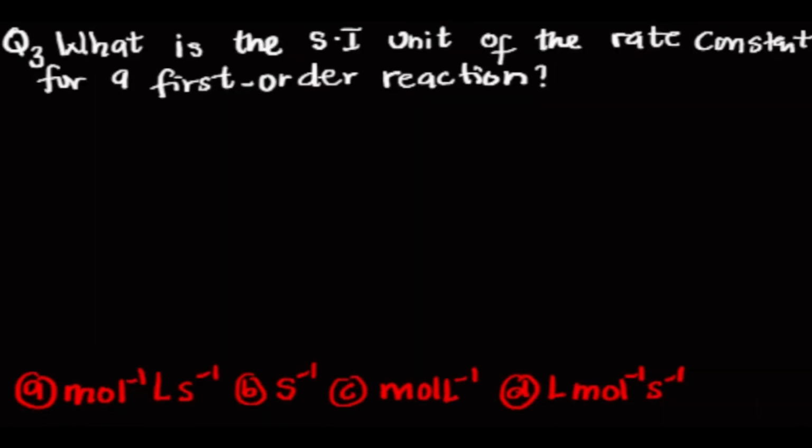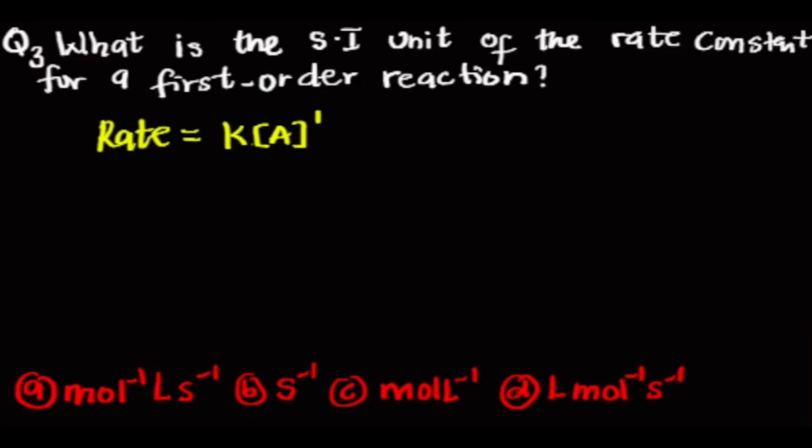Now let's take a look at the next question I'm having here. The question says, what's the SI unit of the rate constant for a first order reaction? Now it's very simple actually. What we just have to do here is go ahead and write the rate expression for a first order reaction. If you're going to write it, rate is equal to k multiplied by the concentration of A. A is the reactant, right? Then that shows that we should have this raised to the power of 1 since it is a first order reaction.